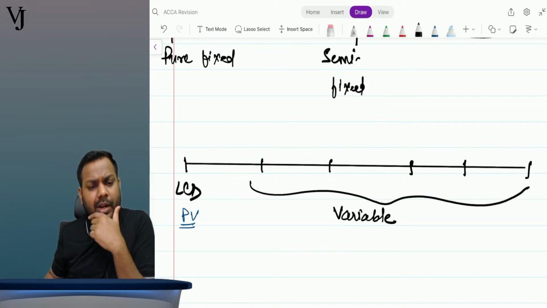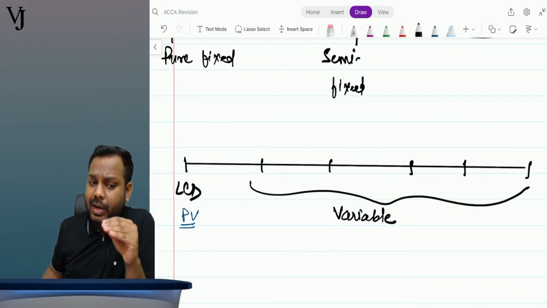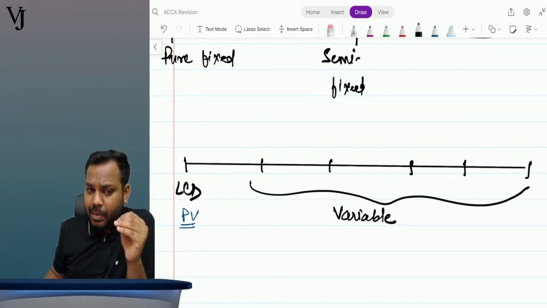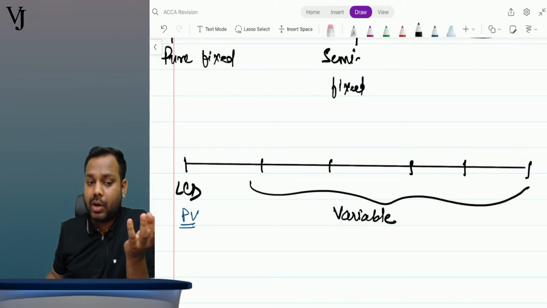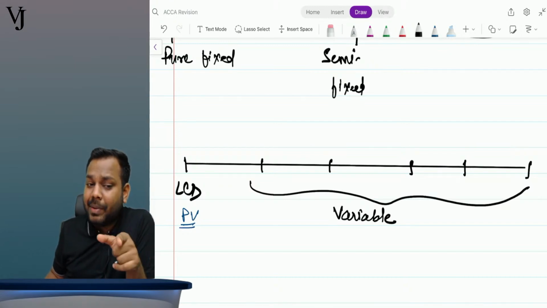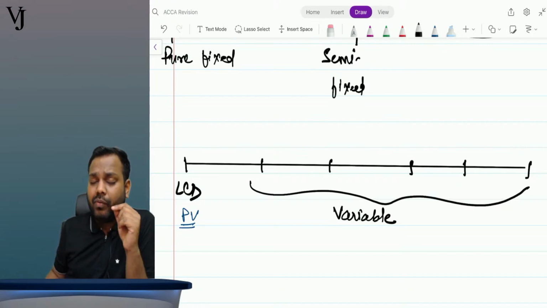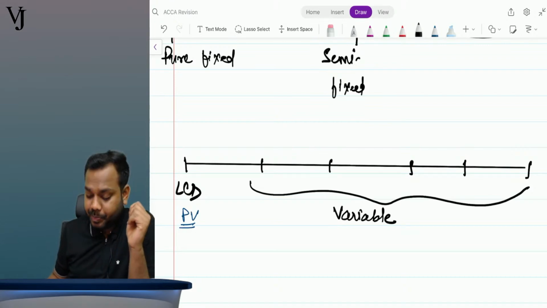Can you calculate the present value if the lease payments are variable? No, you cannot. Vaishali, it will not be lease inception date, it will be lease commencement date. I told you earlier also, lease inception date is just for the assessment of whether this contract is a lease contract or not. The accounting will start on lease commencement date.